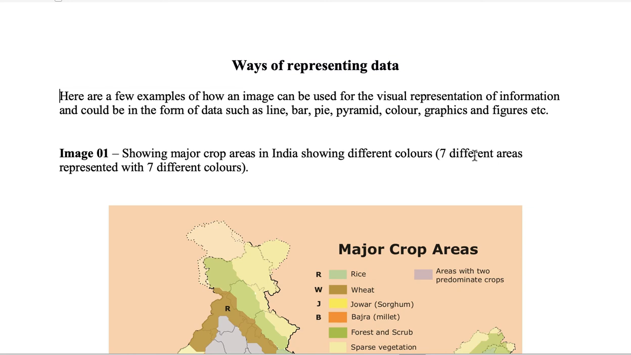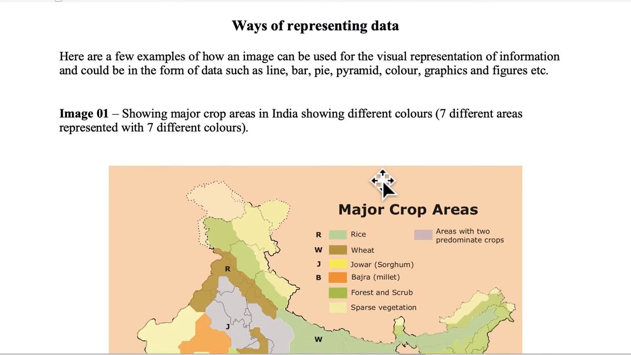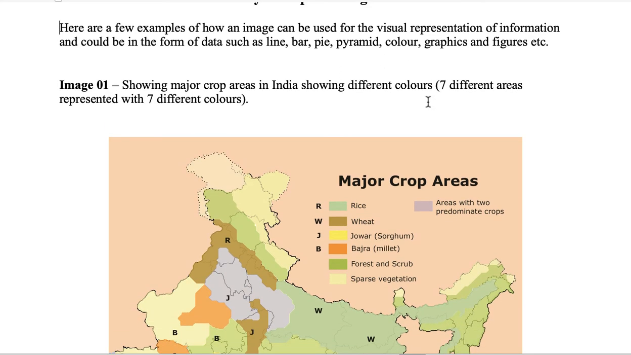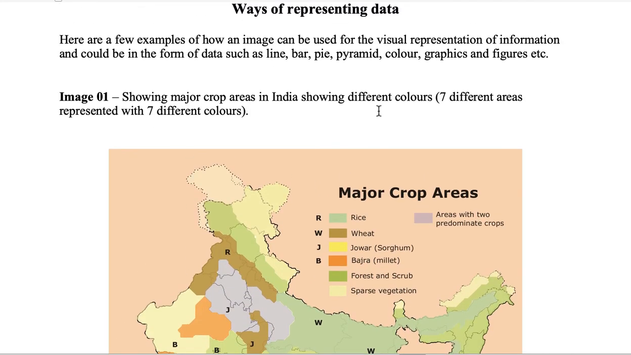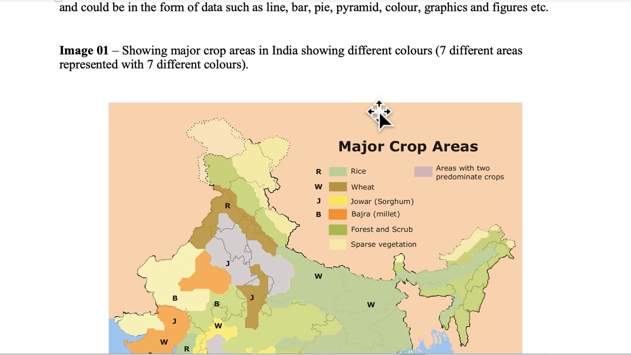Hello friends, in this video, let's see the various ways in which data can be represented. Sometimes an image can speak a lot, and this is visual data. An image can be a line or a bar or a pie diagram, a pyramid or a graphic or a figure, anything. If it can give us information, it definitely is data.